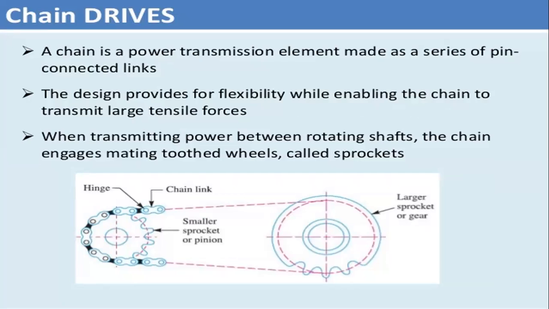Coming to the chain drives. A chain is a power transmission element made of a series of pins which are connected in links. These are the chain links, and this is the hinge between two chain links. We connect all the chain links using a hinge, that is the intermediate link, and it is connected to the sprocket. This is the smaller sprocket and this is the larger sprocket. With the help of the sprocket, the chain links rotate the shaft.